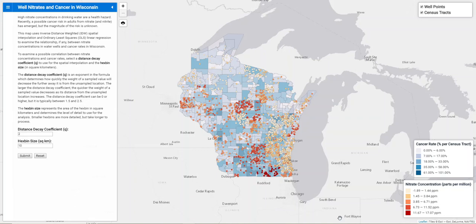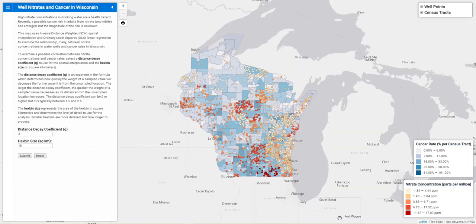They provided two statewide data sets. First were water well points with nitrate rates in parts per million. The second was cancer occurrences, expressed as a percentage of the population diagnosed with any type of cancer over the past 10 years. They provided data on cancer occurrences at the county and census tract levels, but I chose to use the more detailed census tract data for my analysis.